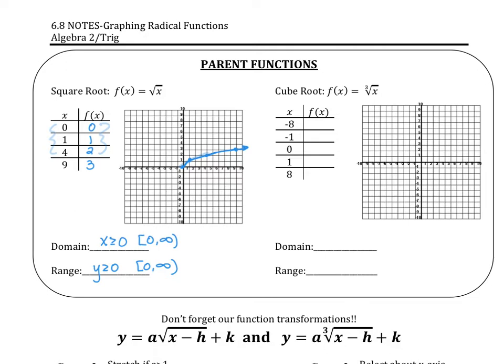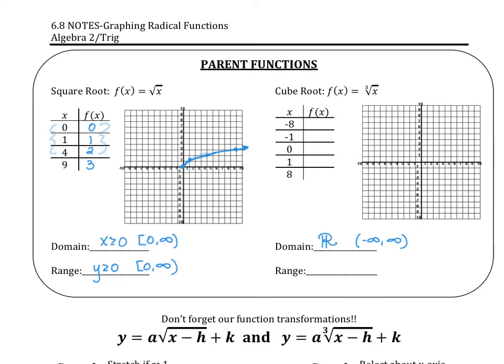No, there's nothing we can't plug in. So my domain is going to be all reals. You could write it with that little double R, or you could write it with interval notation: negative infinity to infinity. And remember, for infinity we put parentheses, not brackets, because we can never contain infinity. We can't actually get to the number infinity.